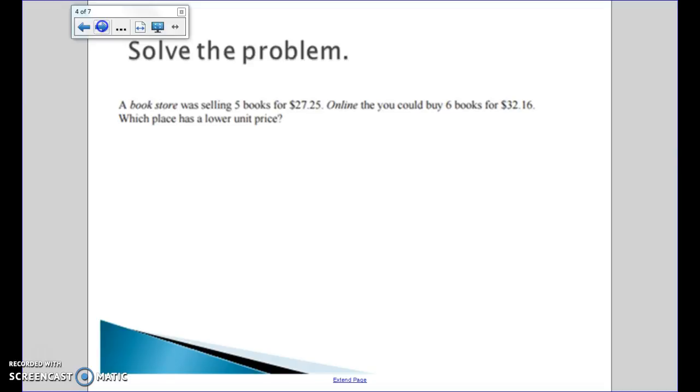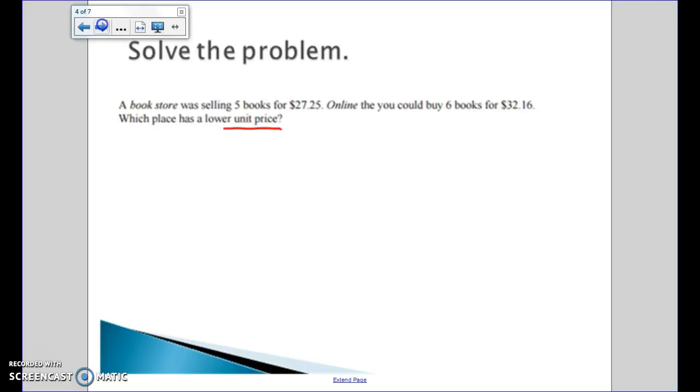Now let's apply these unit rates to a problem with prices in it. It says that a bookstore was selling 5 books for $27.25. Online, you could buy 6 books for $32.16. Which place has a lower unit price?